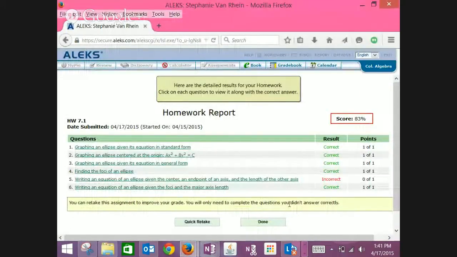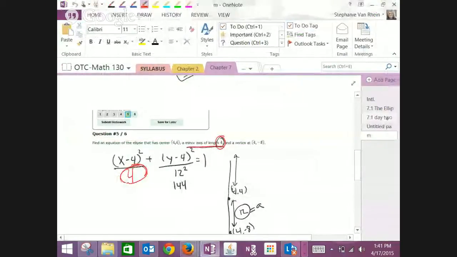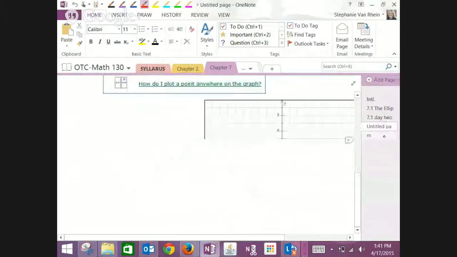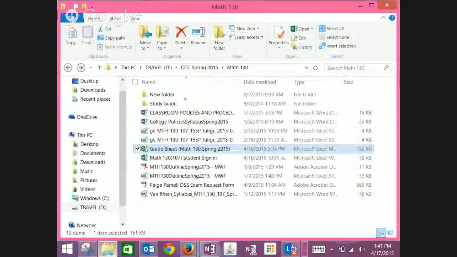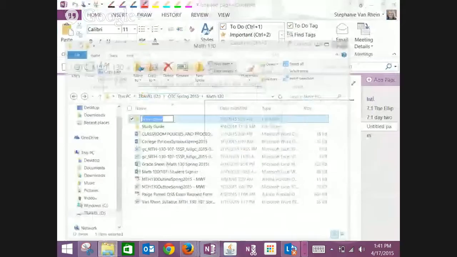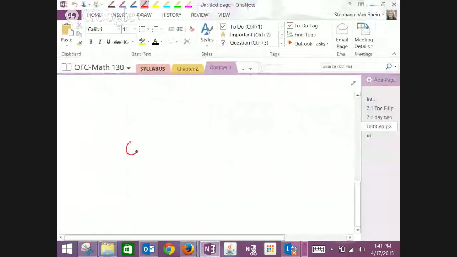Does anyone have any questions on these? How do you find A and C? C squared is always a squared minus b squared, if you want to write an equation. How do you find it?